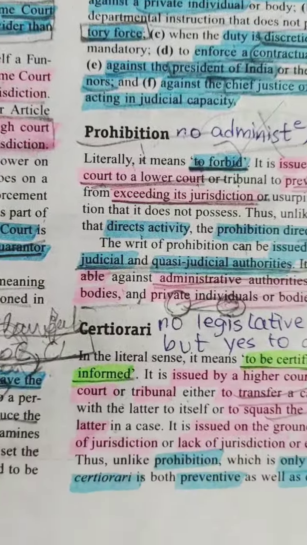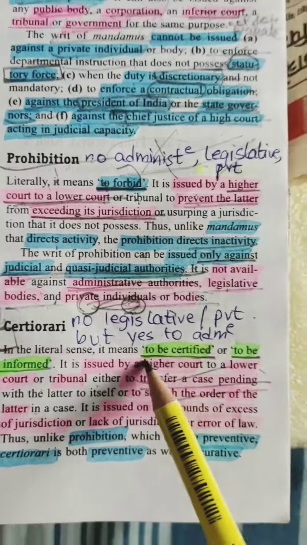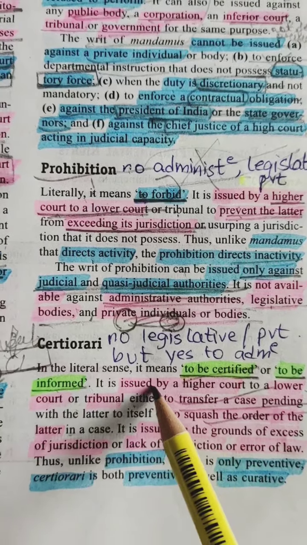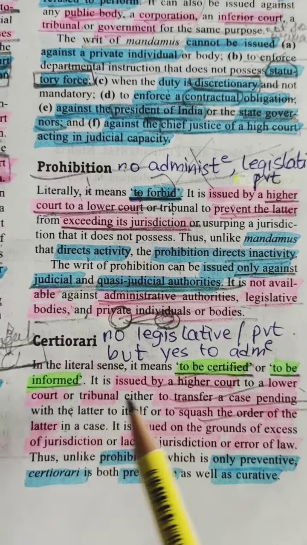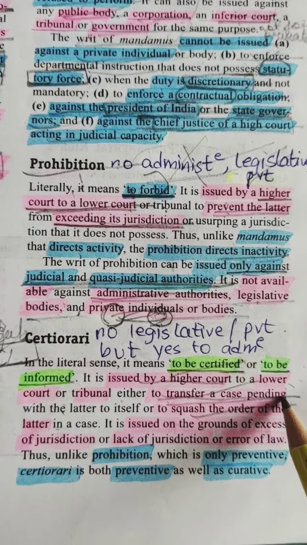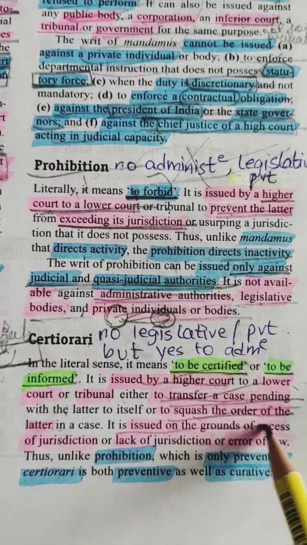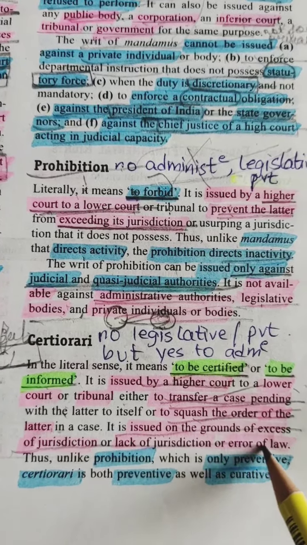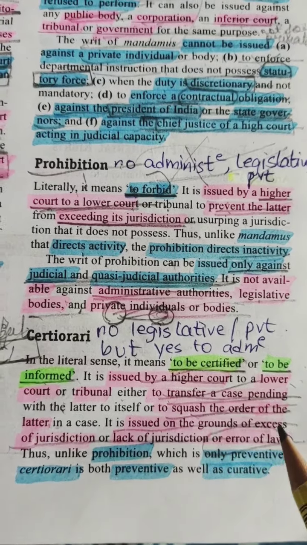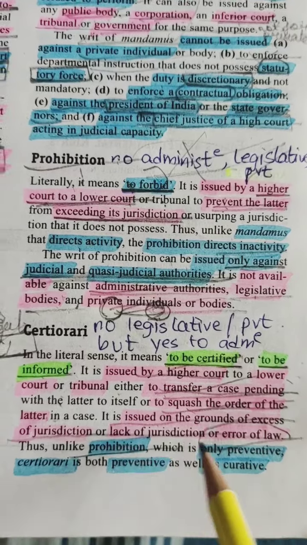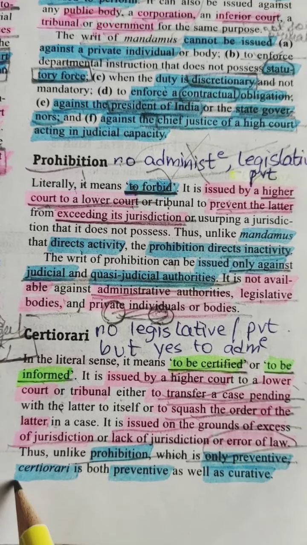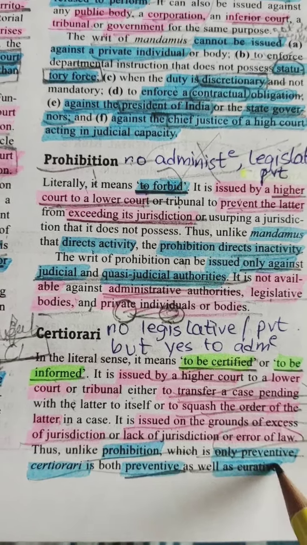When we come to certiorari, in the literal sense it means to be certified or to be informed. It is again issued by a high court to a lower court or tribunal, either to transfer a case pending or to squash the order of the latter. And why is it issued? On the grounds of excess of jurisdiction or lack of jurisdiction or error of law. So unlike prohibition, which is purely preventive, certiorari is both preventive as well as curative.